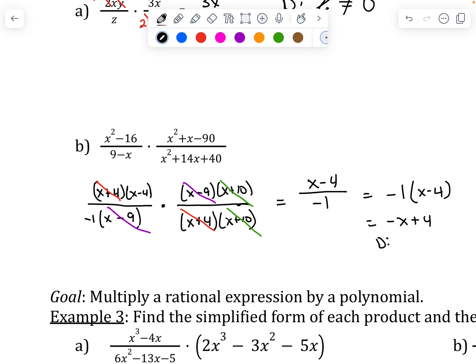I'd take either or. And then our domain, x cannot equal 9, x cannot equal -4, and x cannot equal -10. Final answer.